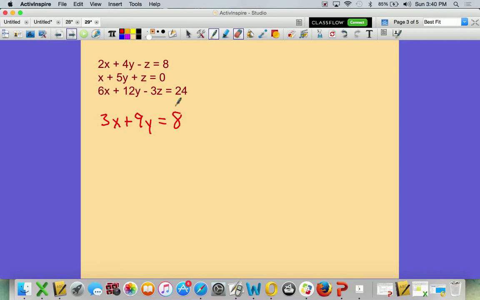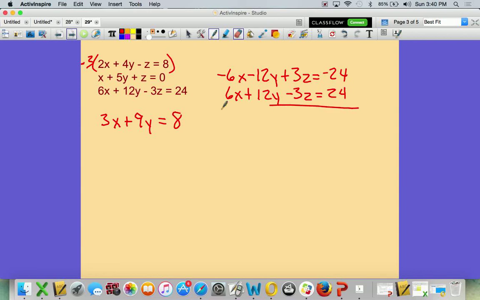Then I'm going to take the top one and the bottom one, take this one times a negative 3. So I've got negative 6x minus 12y plus 3z equals negative 24, and then recopy, and what we see here is the top and the bottom are pretty much the same thing. Cancel, cancel, cancel, cancel. 0 equals 0. So what that tells us is we have an infinite number of solutions here.